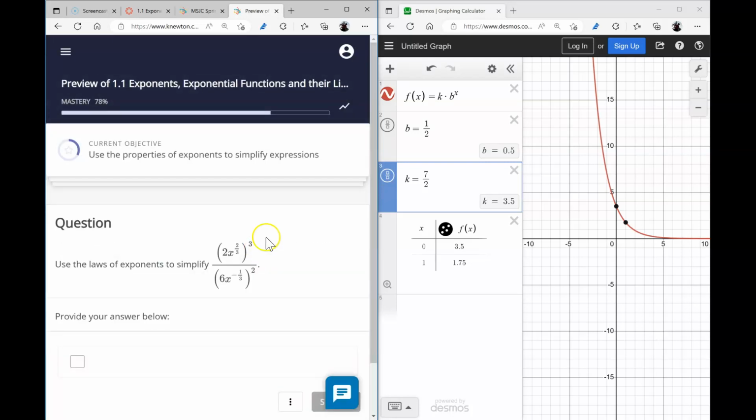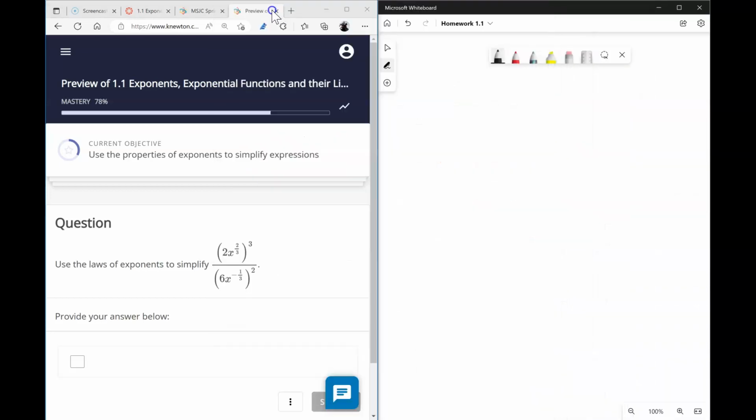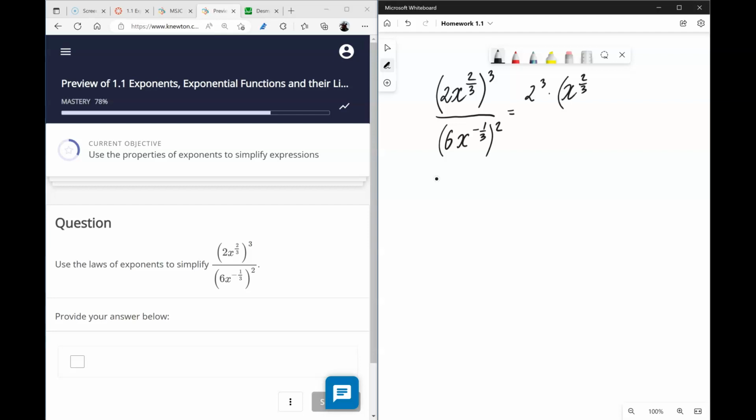We have more exponential expressions, so let's try this one. We have 2 times x to the power 2/3. So the only difference between this and the previous one is that now we have rational exponents, but how we use the rules hasn't changed because of that. So here we have 2 cubed x to the power 2/3 cubed divided by 6 squared times x to the power -1/3 to the power 2.